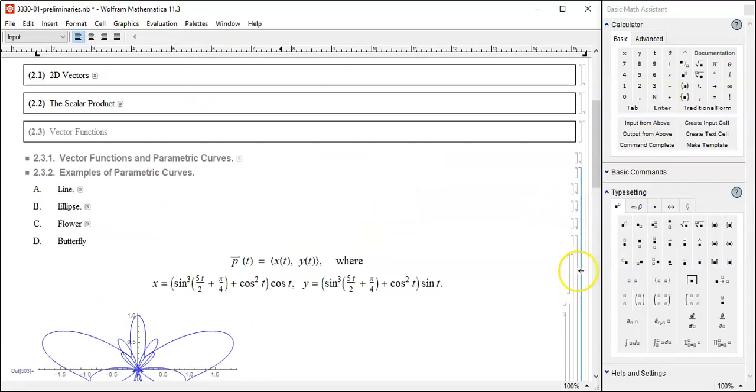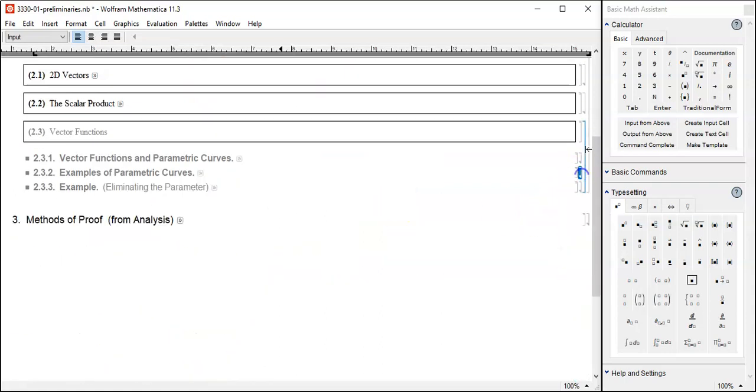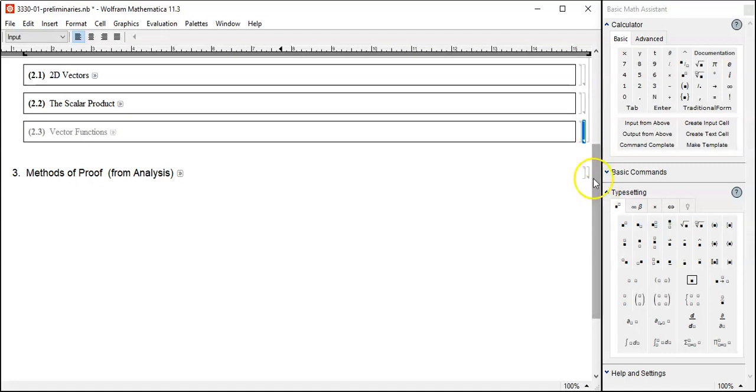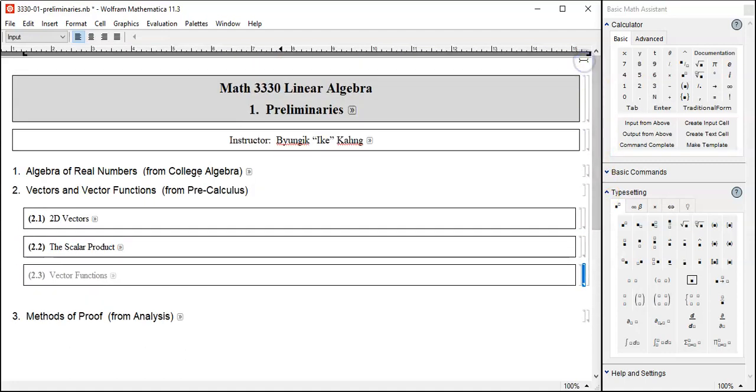Okay, so much for examples of vector functions. As I told you earlier, before discussing vector functions, I did it only because I had a bit of time left. We're not going to deal with vector functions in this course.